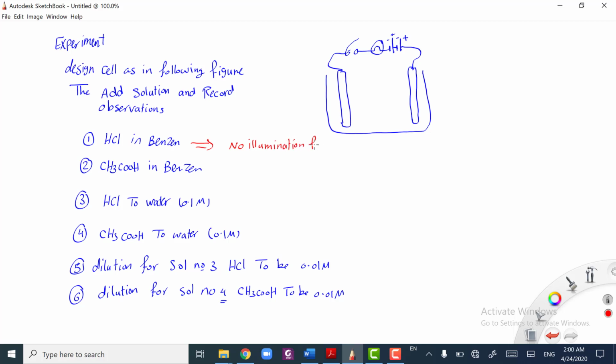Our observations. The first case: no illumination of the lamp after closing the key, and the same observation in the case of acetic acid and benzene. Why none? Because both of them are non-electrolytic solutions, no ions are produced.